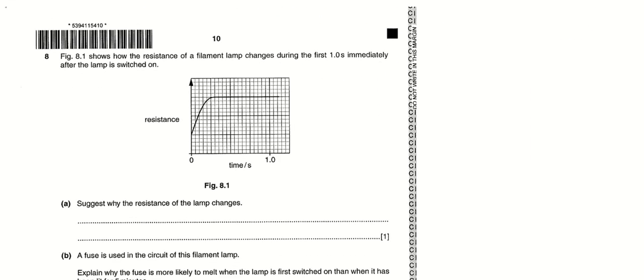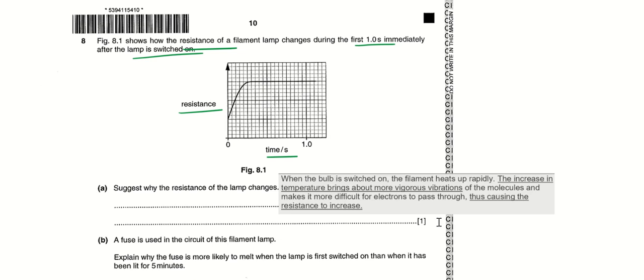Question 8, figure 8.1 shows how the resistance changes during the first 1 second after the lamp is switched on. So we have a resistance versus time. Suggest why the resistance of the lamp changes during the first 1 second. The answer is when the bulb is switched on, the filament heats up rapidly.